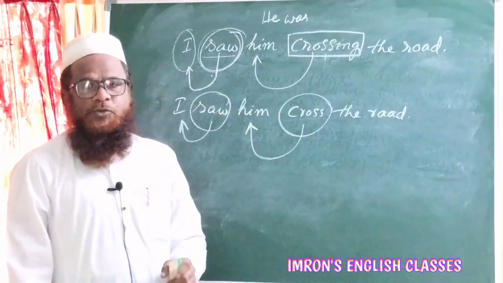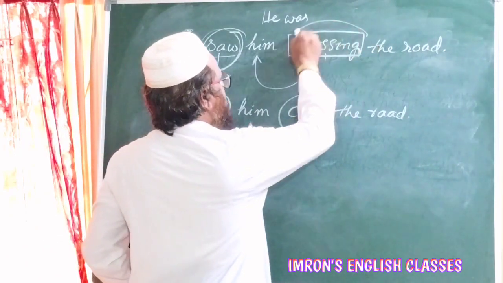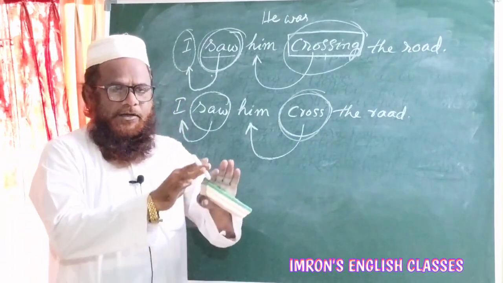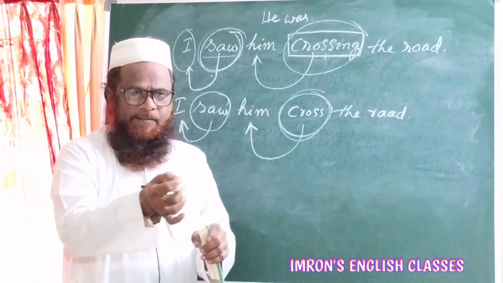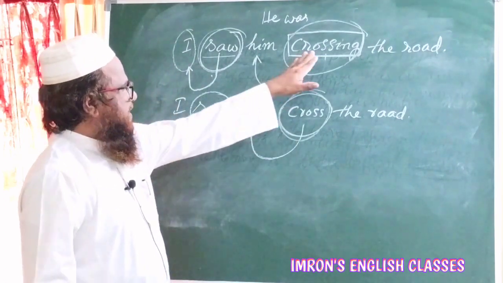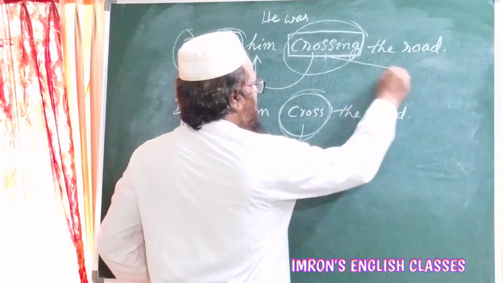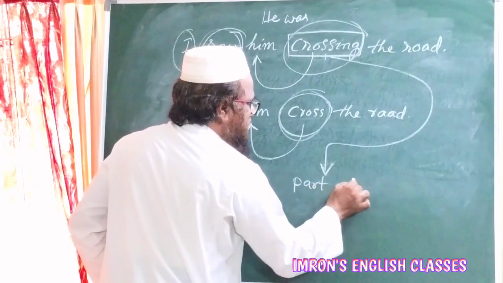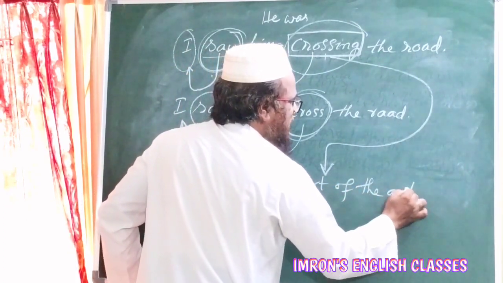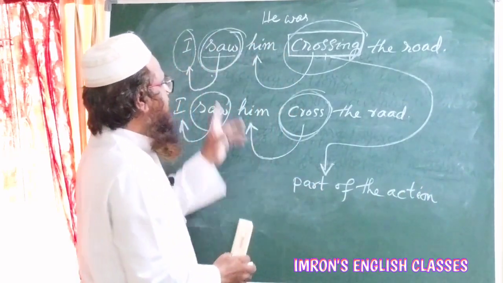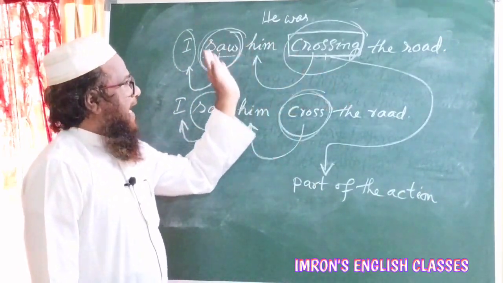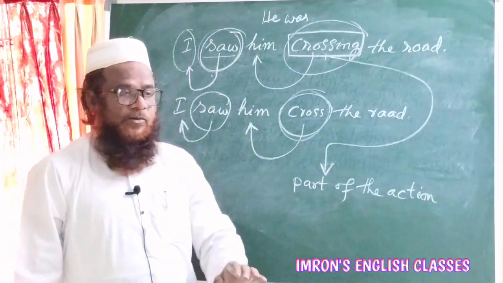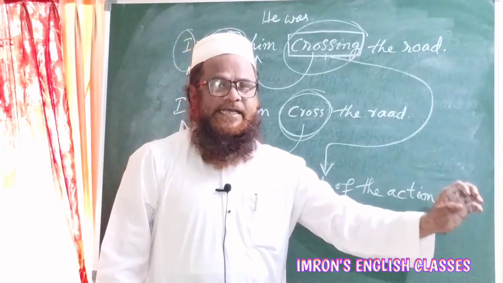What is the difference between these two? The use of the present participle and the use of the base form. Here, you need not get any confusion. Very simply we can understand: when we use the present participle, it is nothing but part of the action, not the complete action. I saw him crossing the road means I saw him while he was still crossing the road. The action of his crossing the road was not yet complete.